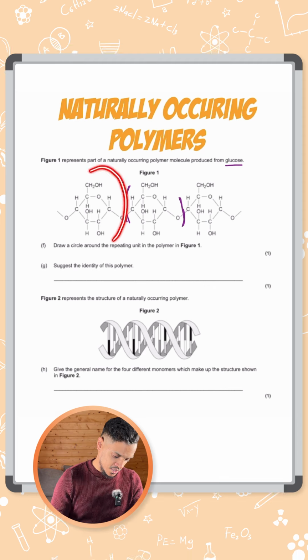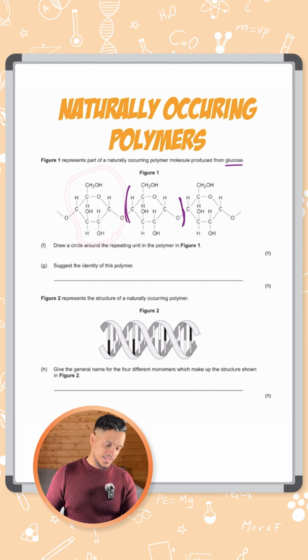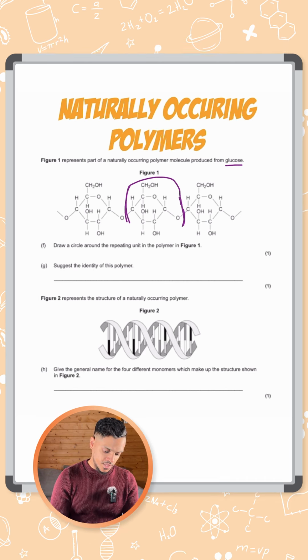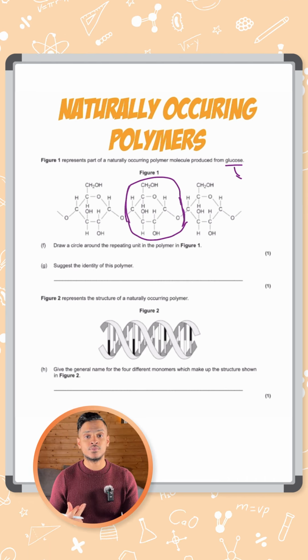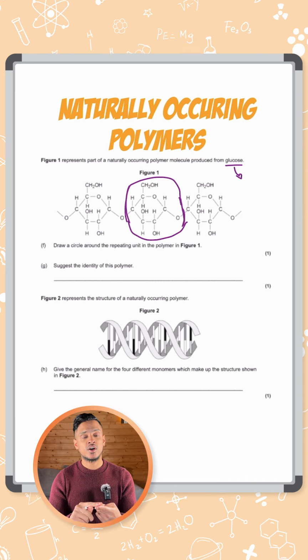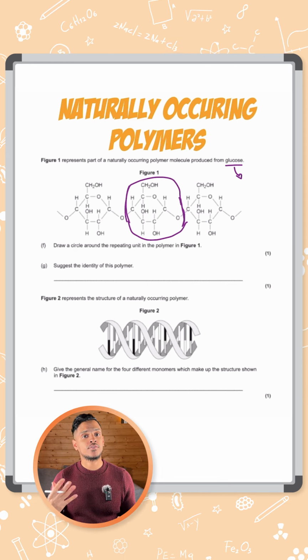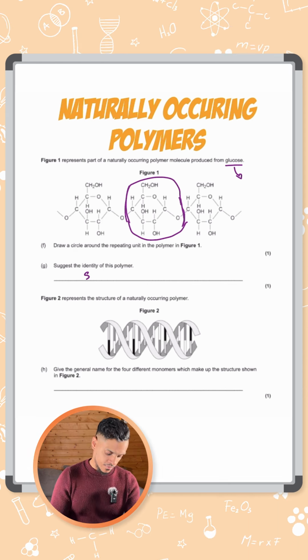So it says draw a circle. So let me turn that into a circle. And then the next part says suggest the identity of this polymer. So it's formed from glucose. And I said there's three different types that you need to know: starch, cellulose, or glycogen. So any three of those will get you the mark. So let me just write starch here.